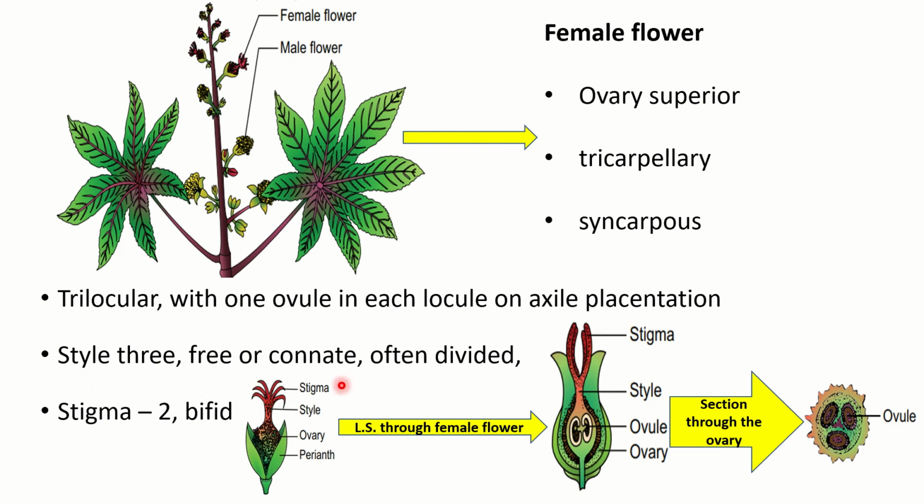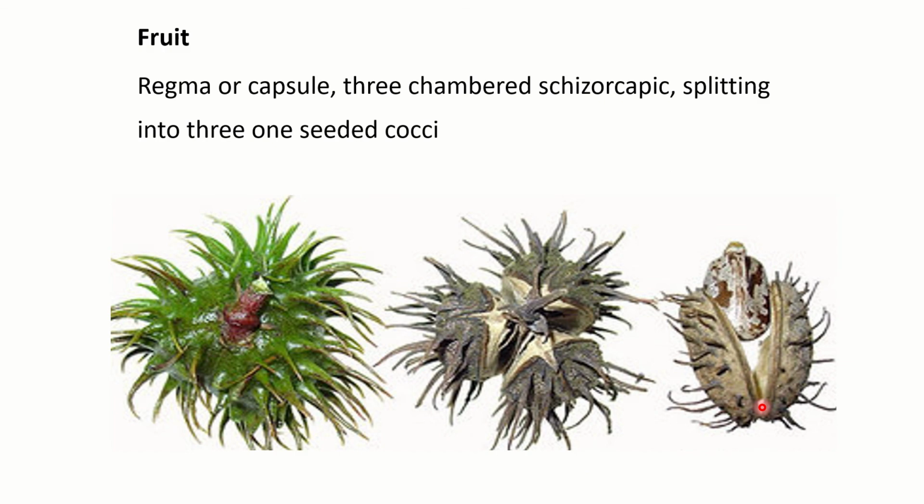So try to connect each of these statements with the given diagram wherever possible. Style 3, free or connate, and they are often divided. Stigma, it is bifid in nature and 2 in number. So this is the diagrammatic representation, and this is the longitudinal section through the female flower, and this is the section through the ovary. Then we'll come to the fruit.